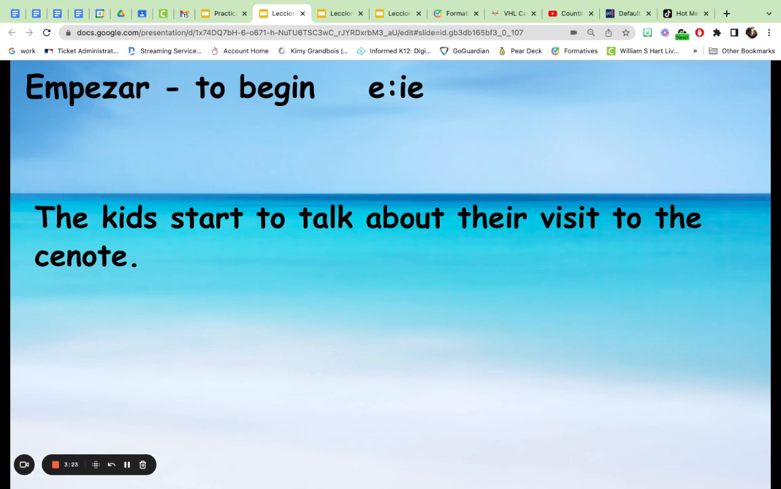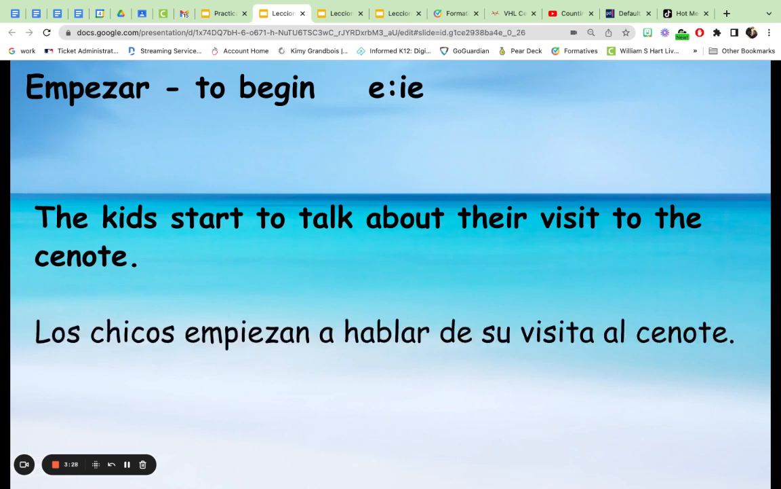The kids start to talk about their visit to the cenote. Los chicos empiezan a hablar de su visita al cenote.